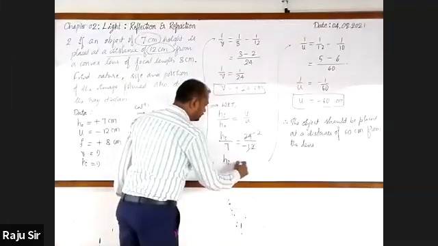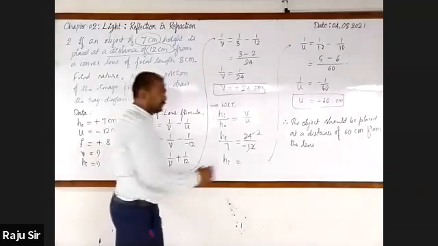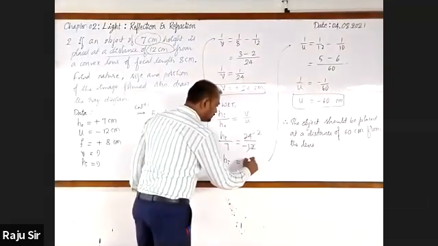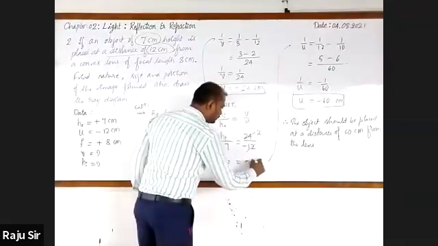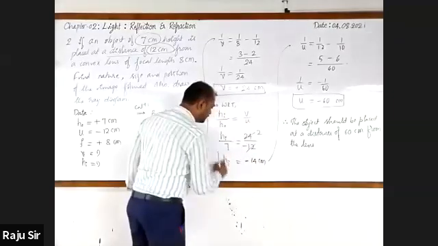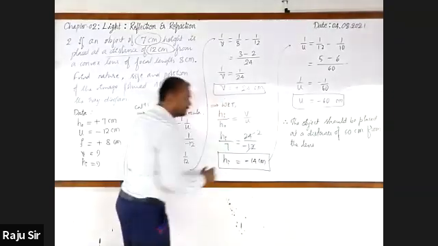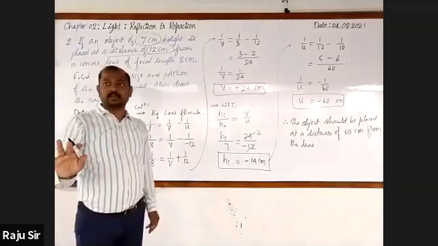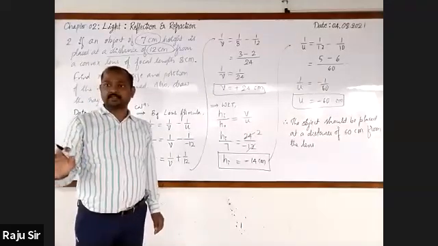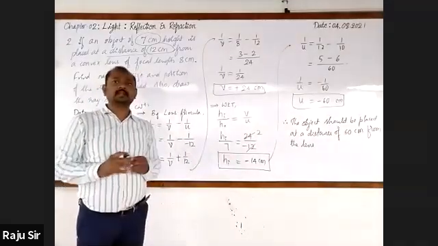Minus 14 centimeter. What is the height of the image? Height of the image is 14 centimeter. Then what does the negative sign indicate?